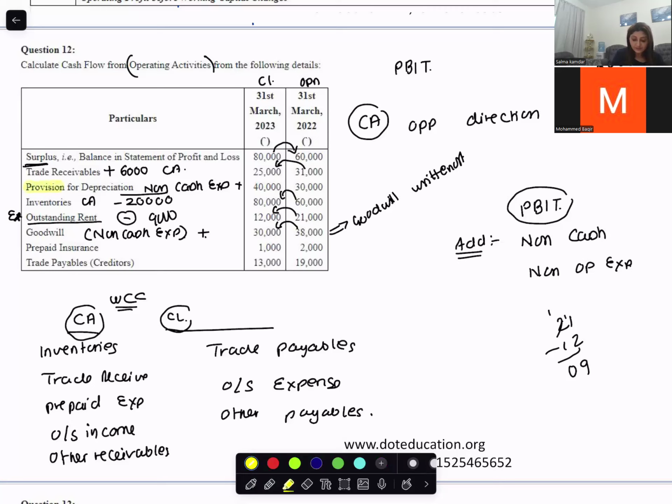The way you add depreciation, the same way you will add goodwill amortized. Non-cash. Now tell me, how about this?